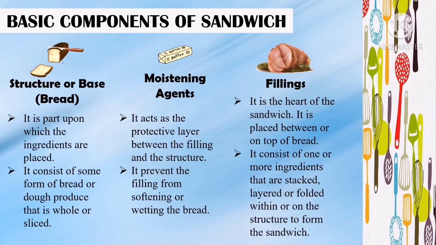The next one is moistening agents. It acts as the protective layer between the filling and the structure. It prevents the filling from softening or wetting the bread. And the last one is fillings. It is the heart of the sandwich. It is placed between or on top of bread. It consists of one or more ingredients that are stacked, layered, or folded within or on the structure to form the sandwich.